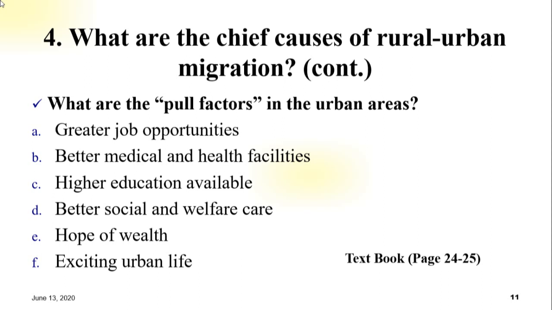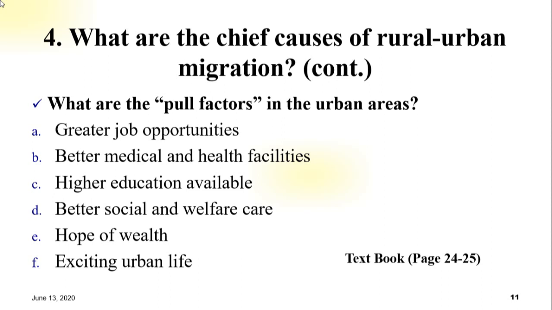Number 4, better social and welfare care. Welfare care is health care. There are voluntary organizations in the city who look after the poor people. So the people who live in the rural areas want to migrate to urban areas because of these points.